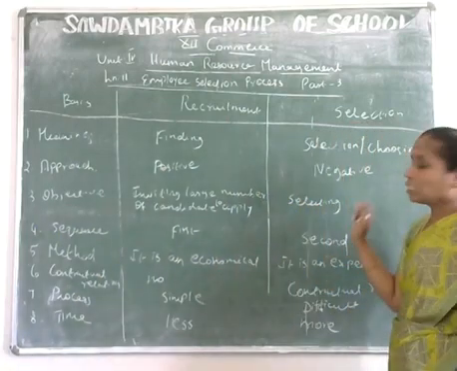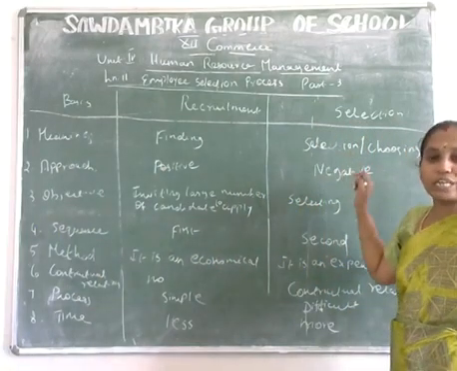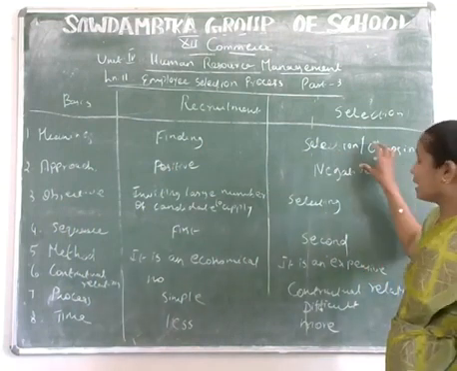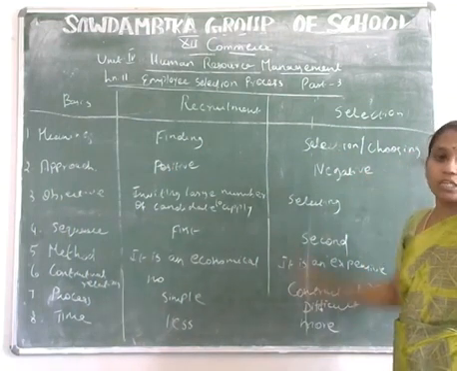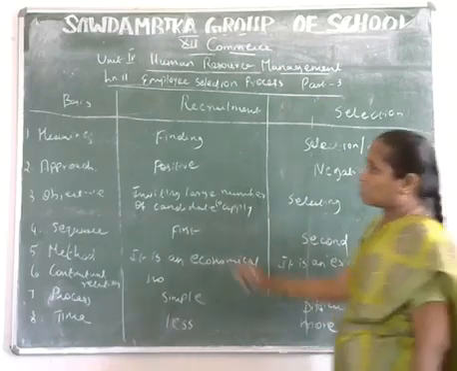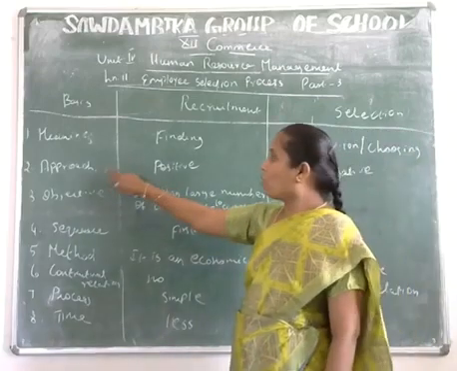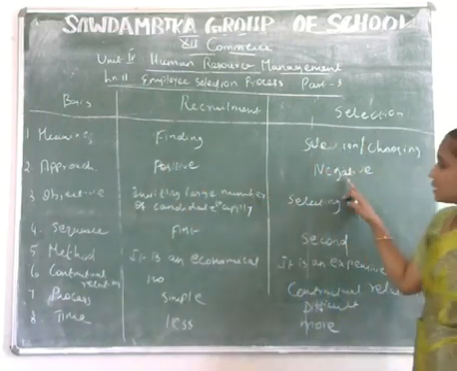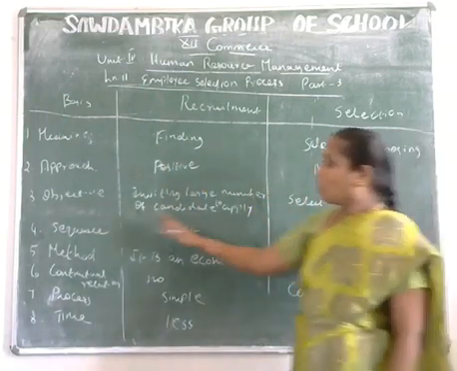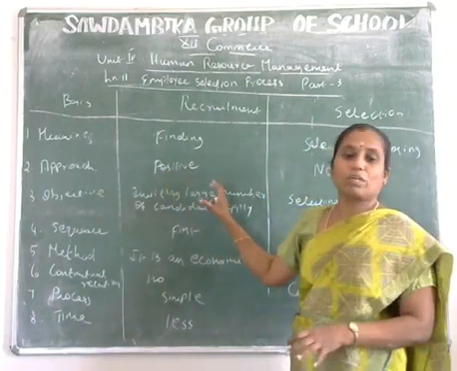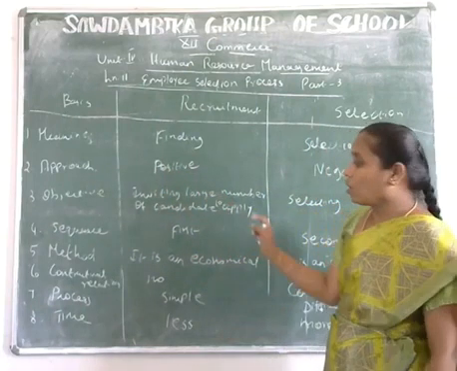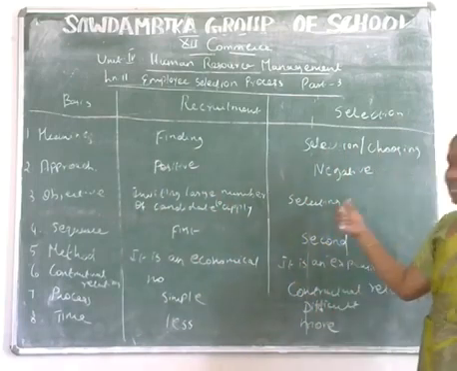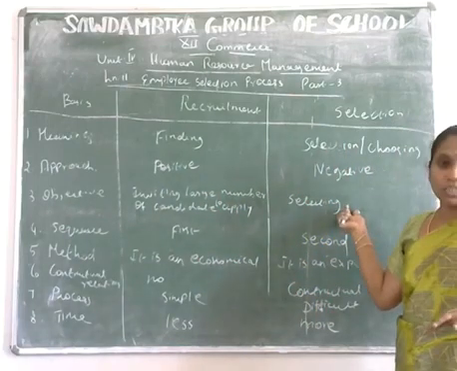What is meant by selection? Selection is a process of selecting or choosing the suitable candidates for the various posts in the organization. And what is the approach? The approach under recruitment is positive. The approach under selection is negative. And the objective: the main objective of recruitment is inviting a large number of candidates to apply for the post. But selection is selecting the suitable candidates for the post.